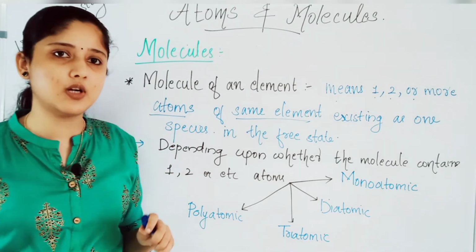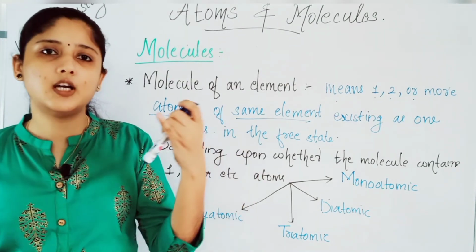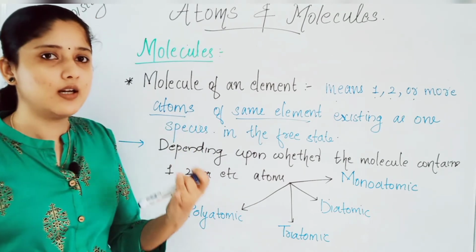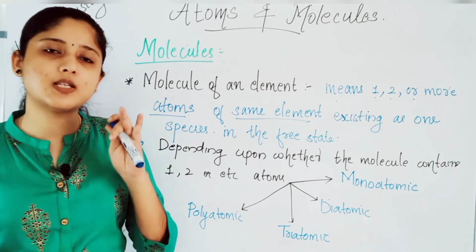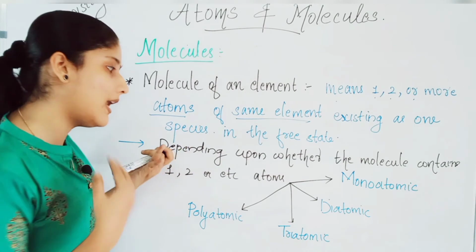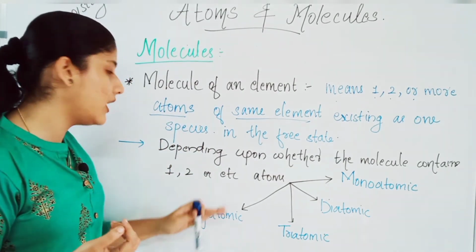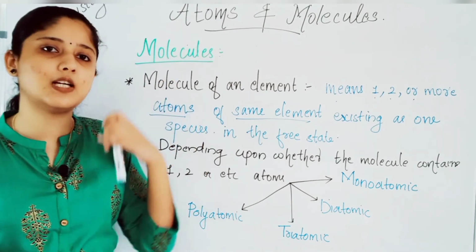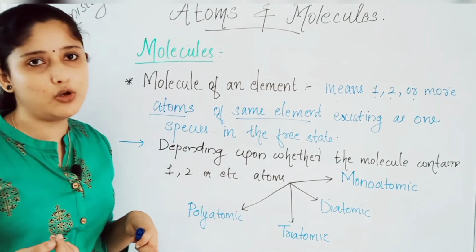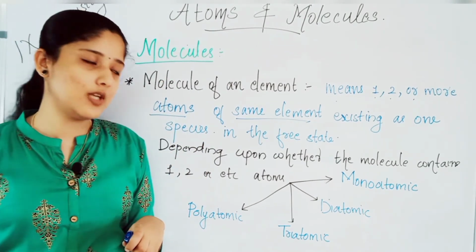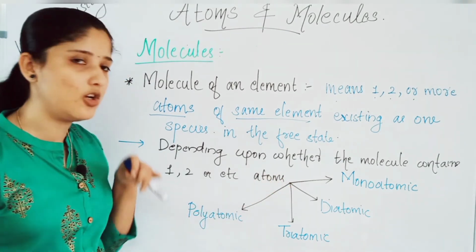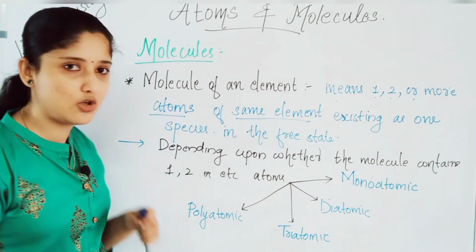These are the four classifications: monoatomic if one atom forms a molecule, diatomic if two atoms are combined, triatomic means three atoms of the same element, and polyatomic means more than three atoms combined to form a molecule. Now let's discuss some examples of monoatomic, diatomic, triatomic and polyatomic molecules.